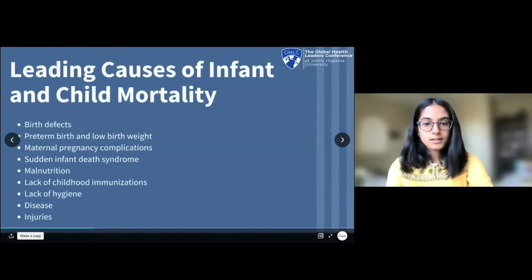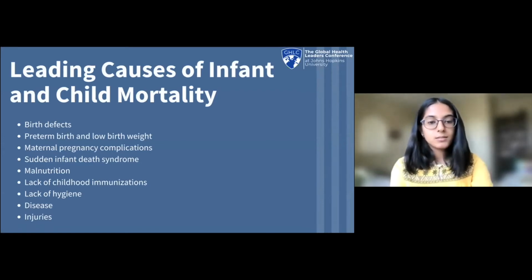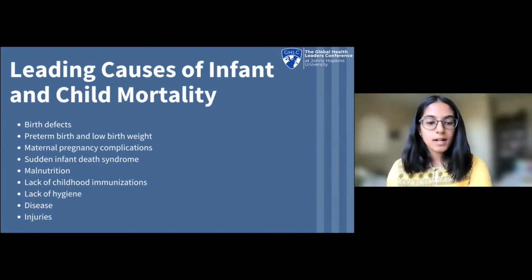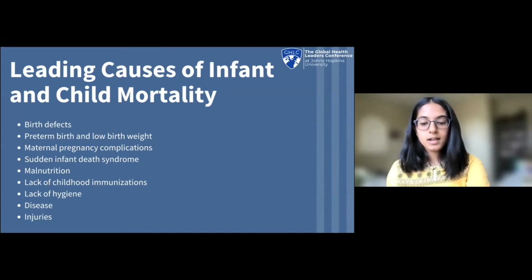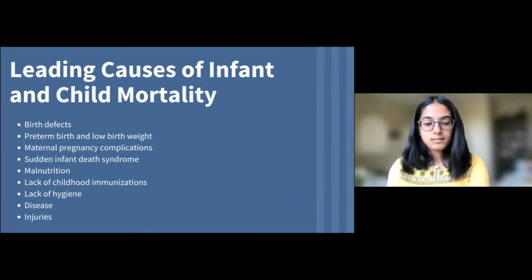All right, so leading causes of infant and child mortality. I have them listed here, and the first one is birth defects. The most common ones are congenital heart disease, cleft lip, Down syndrome, etc. We also have preterm birth and low birth weight, maternal pregnancy complications, sudden infant death syndrome, malnutrition, a lack of childhood immunizations, a lack of hygiene, which may be due to practicing open defecation or not having proper hand washing, and diseases. The three most deadly diseases when it comes to child and infant mortality are malaria, diarrhea, and pneumonia, and finally we also have injuries.